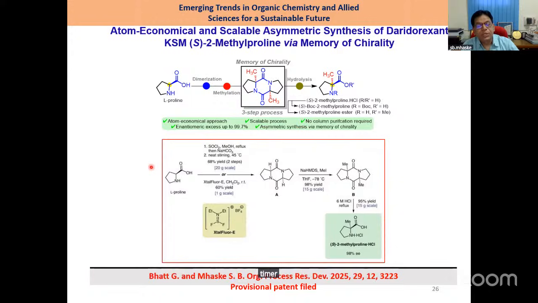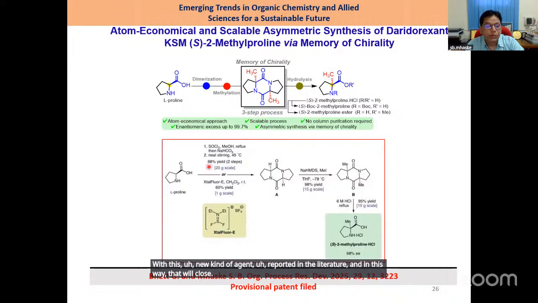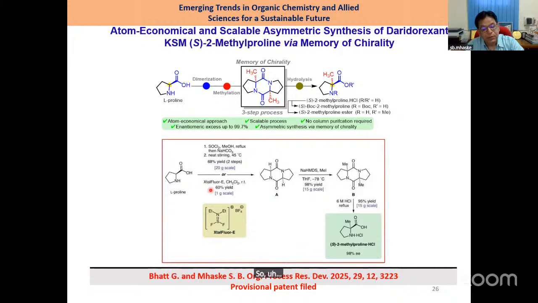And we could do this reaction up to 20 gram scale, so that we can report that it is a scalable approach. We also showed that instead of going via the ester and then cyclization, we can go directly from proline to the dimer with a new kind of reagent reported in the literature. In this way it flows, and that can give up to 60% yield, and the purity of the material is also good.